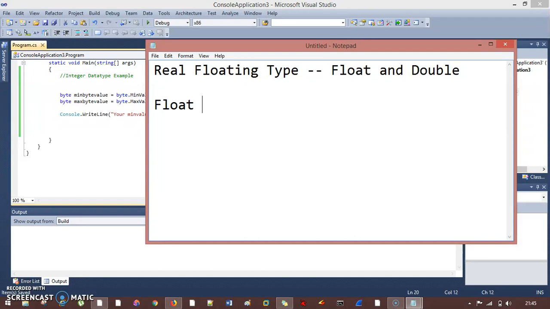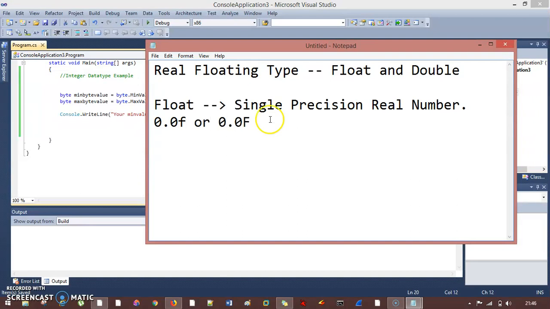So let's discuss float. Basically, float is a single precision real number. Its default value is 0.0f. Now, we need to put this f character while declaring a float data type, because it explicitly indicates that the number is of type float. So if you are writing float number equals 0.001, then you need to provide the f, by which C sharp can understand that this is a float data type. That's why we are providing the character f.